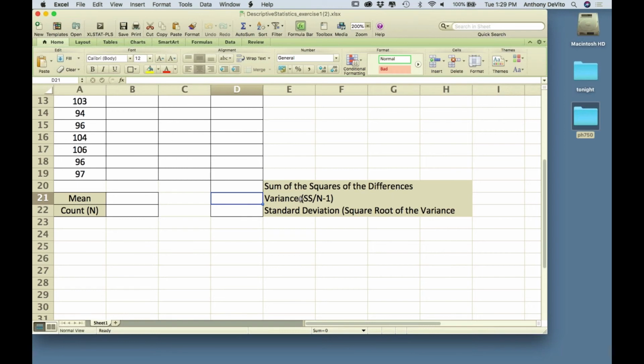We do that for samples. If we're doing it with a population, the variance is equal to just the sum of squares divided by the population size, just n. For a sample, we use n minus 1. There's technical reasons for that. We don't have to worry about that right now. Maybe later on, if we have more time, we'll go over the reasoning behind that.